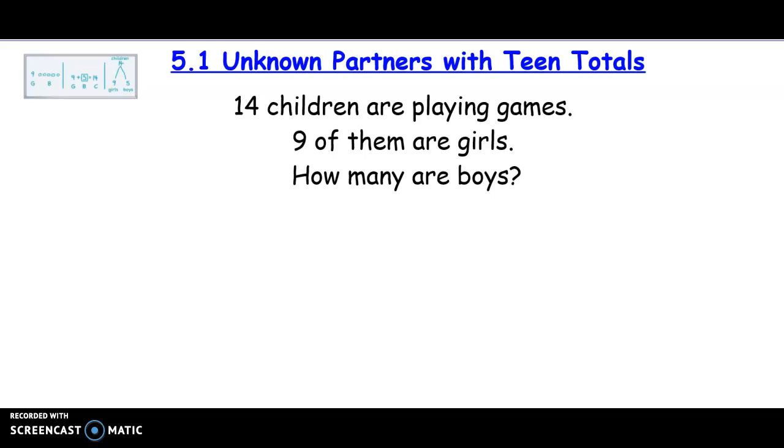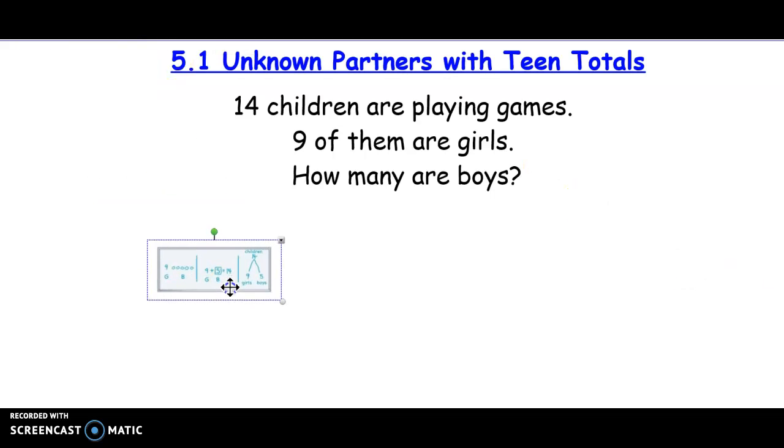So there are 14 children that are playing games. 9 of them are girls. How many of them are boys? Okay, so there's a few different ways we can solve this. I'm going to take this and make it a little bit bigger.